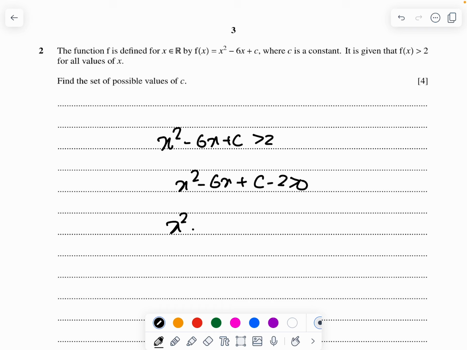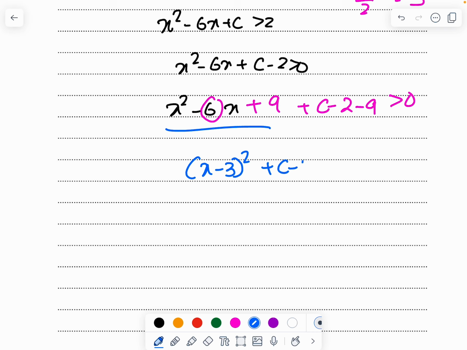X square minus 6x, this is nothing but what? 6 divided by 2 is 3. So 3 square. Add 9, subtract 9. So is greater than 0. So these three terms will become x minus 3 whole square plus c minus 11 is greater than 0.